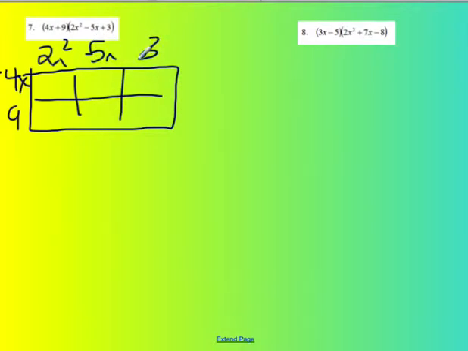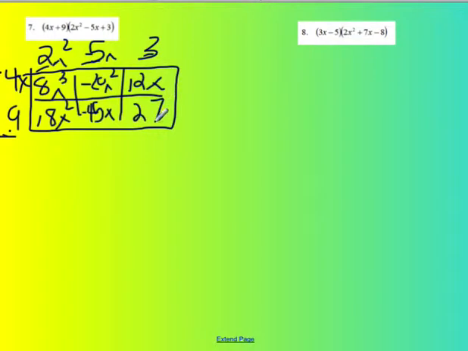So 4 times 2 is 8. X to the first times x squared is x cubed. 4 times negative 5 is negative 20. X times x squared is x squared. 4 times 3 is 12, and then you want to make sure you keep that x with it. 9 times 2 is 18, and then we want to keep our x squared. 9 times a negative 5 is negative 45, and then we want to keep the x. 9 times a positive 3 is a positive 27.